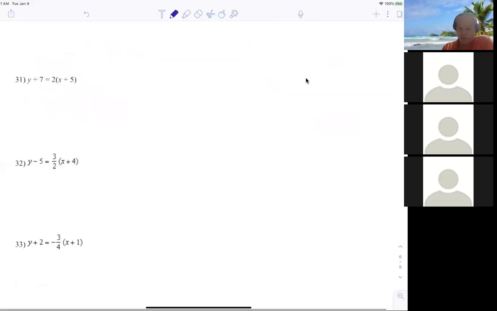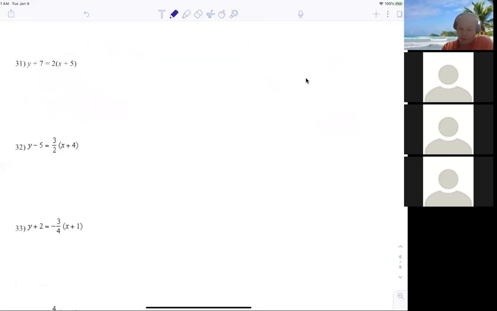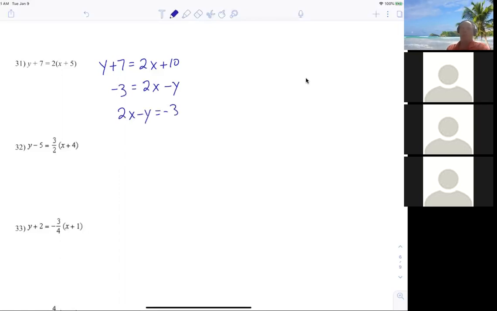All right, number 31 again, same process. y plus 7 equals 2x plus 10. All right, I want the y on the right side. So 2x minus y, subtracting 10, 7 minus 10 is -3. And then we just rewrite it as 2x minus y equals -3. All right. Hopefully you're good with that.